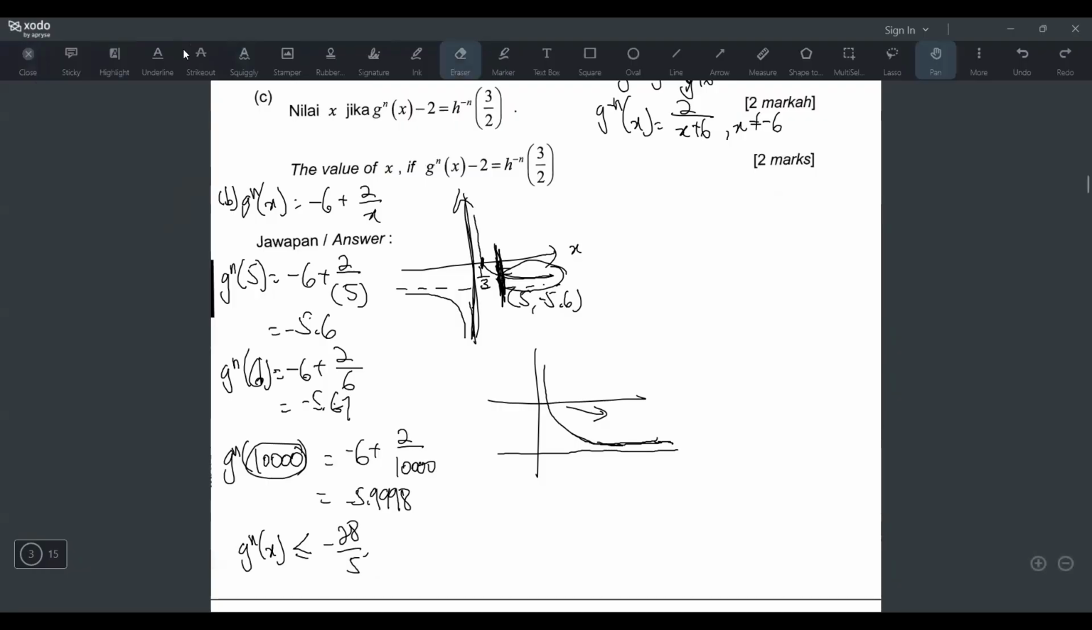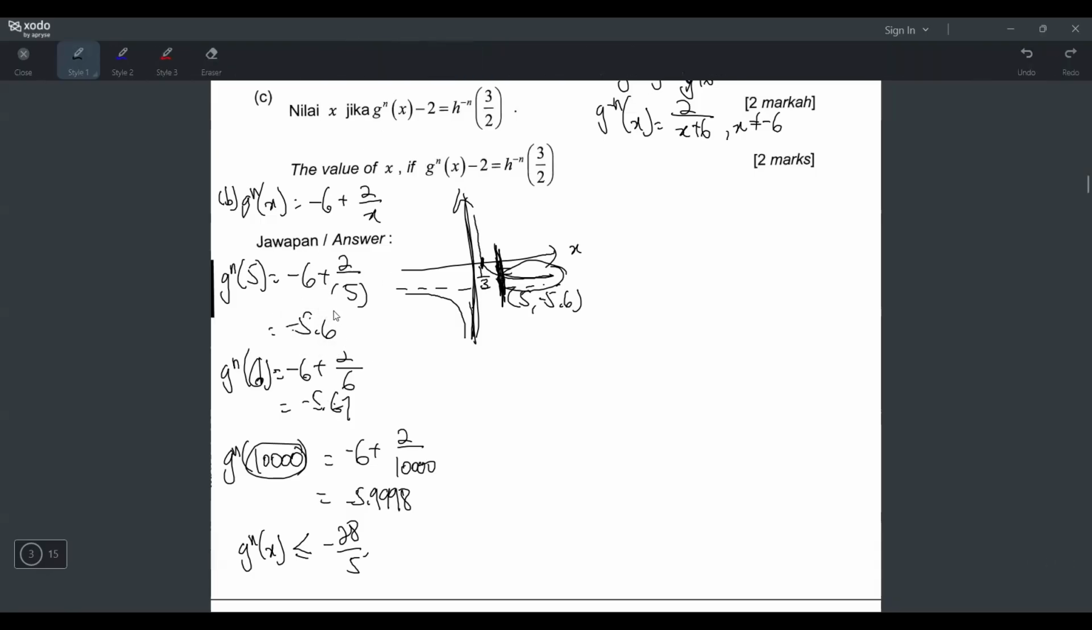Okay, I know the scheme gives a different answer, but I think the scheme is wrong because the answer it gives doesn't even make sense. The scheme gives 2 over 11. I don't think so, because if you press 2 over 11, it's like 0.1818. It's saying that the y coordinate is less than 0.1818, but I just showed you already all the values are less than negative 5 point something, right? So I will say that this is the answer.